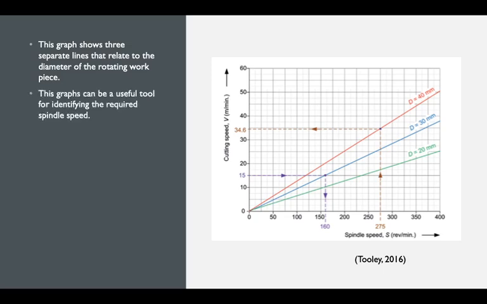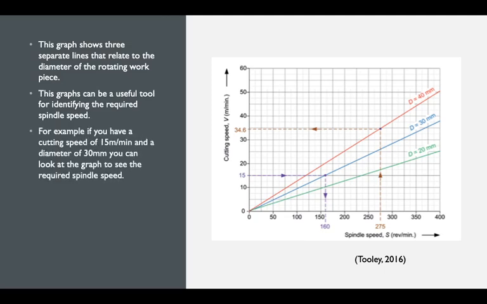The graph can be a useful tool for identifying the required spindle speed. For example, if you've got a cutting speed of 15 meters per minute and a diameter of 30mm, you can look at the graph and see the required spindle speed. So if we go up the y-axis, the 15 meters per minute in purple here, follow the dotted line across to the 30mm diameter line, and then go down, we get a spindle speed of 160 RPM.